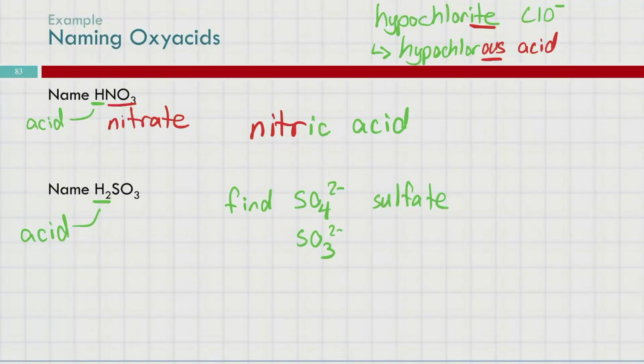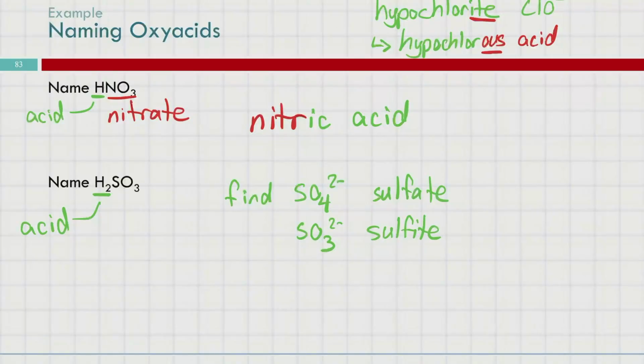Not putting it into the acid yet. If SO4 2- is sulfate, we remove one oxygen, what does it become? SO3, what do we call it? Still sulfite. So it's sulfite that we have, SO3, and we change the ending when we make it an acid.